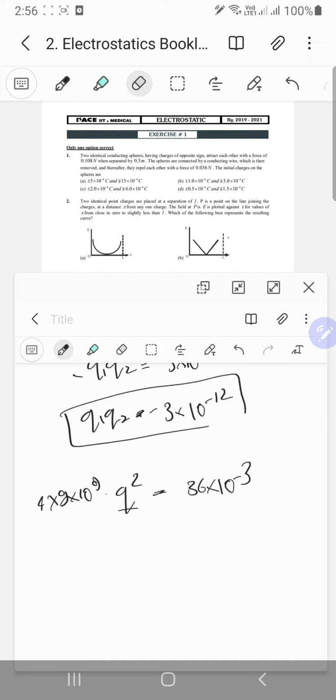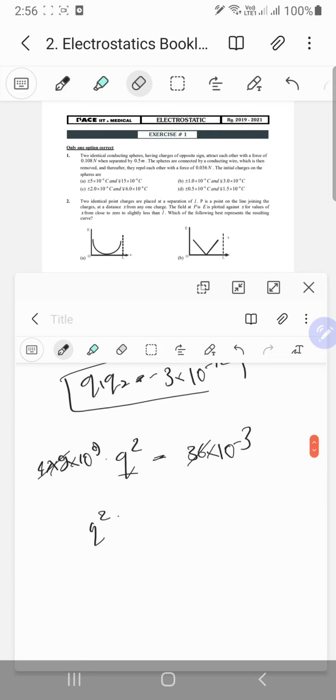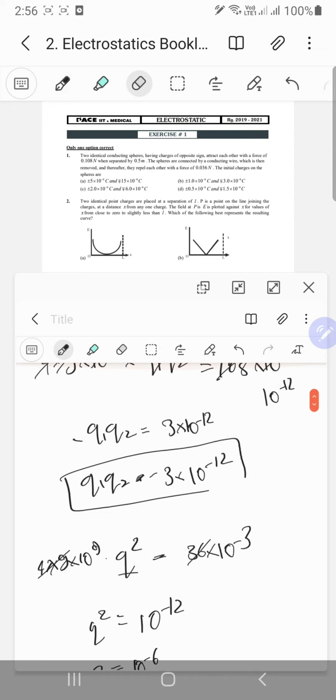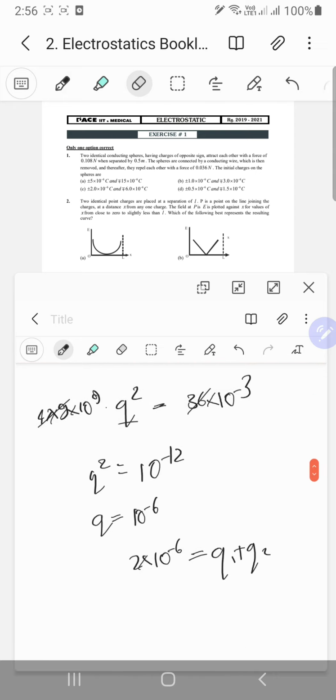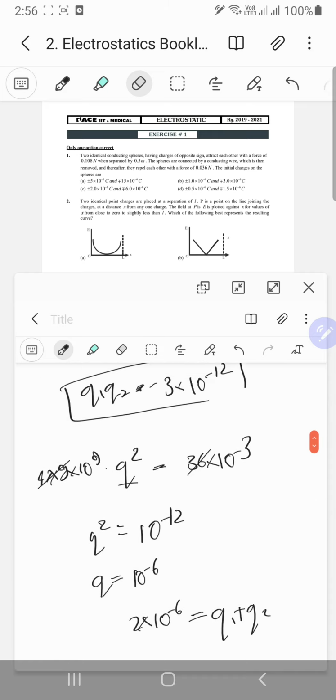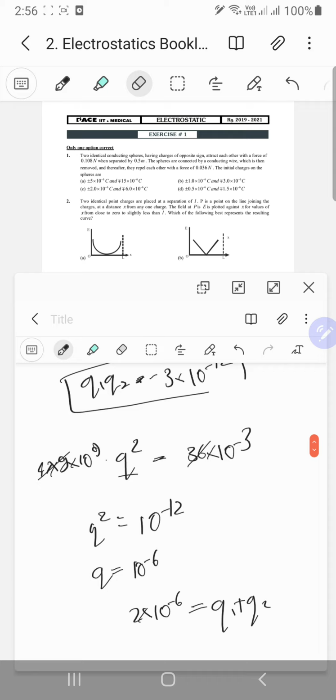Wait, no, yeah, minus 3. So this cancels, and we get Q squared equal to 10 power minus 12. So Q equal to 10 power minus 6, which means that the total would be 2Q, so 2 into 10 power minus 6, which should be Q1 plus Q2. So the net charge that both spheres had at the same time would be Q1 plus Q2, because charge cannot be destroyed.